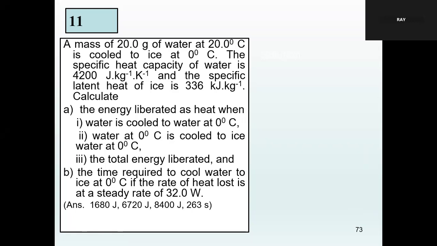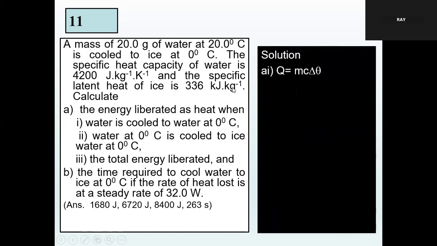Mass of 20 grams of water at 20 degrees Celsius is cooled to ice at 0 degrees Celsius. The specific capacity of water is given. Specific latent heat of ice is also given. So the energy liberated as heat when water is cooled to water at 0 degrees centigrade. This water has to cool from 20 degrees to water at 0 degrees centigrade, and then later on, it has to form ice. So from water at 0 degrees Celsius to ice at 0 degrees Celsius.